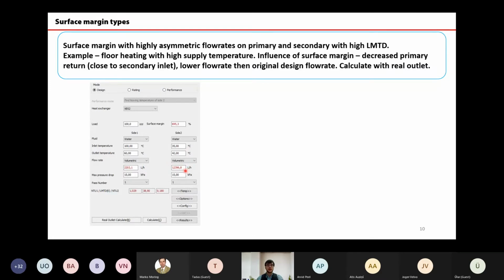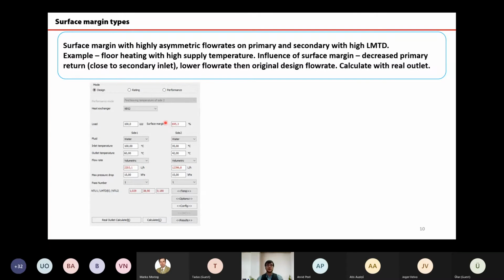By the energy preservation law, which I was showing before, this clearly links your delta T to the flow rate. And if you check here, you see that on the secondary side you have like 12 cubic meters, versus 2,000 liters per hour on the primary side. And you see the flows here differ a lot, so 6 times more or less, and that's what we call asymmetric applications. Asymmetric applications are usually the reason for your too high surface margins.